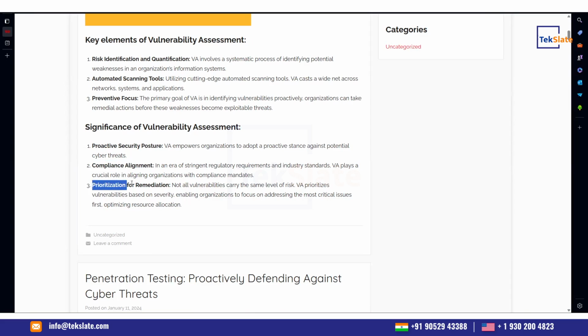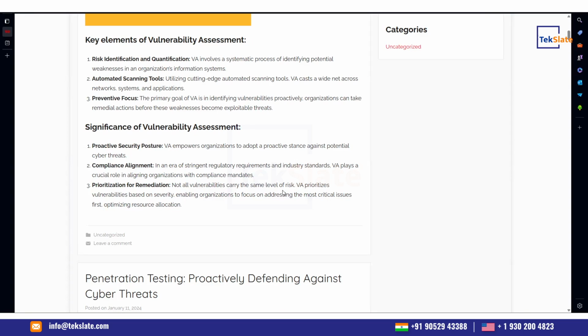Prioritization for remediation, because not all vulnerabilities carry the same level of risk. Vulnerability assessment prioritizes vulnerabilities based on severity. Some vulnerabilities are low risk factors, and some are high risk factors. If someone has our credentials but the login platform has multi-factor authentication, that is low severity. The credentials are only leaked, but he or she can't log into our account, as the company has multi-factor authentication. So these are low level risks.